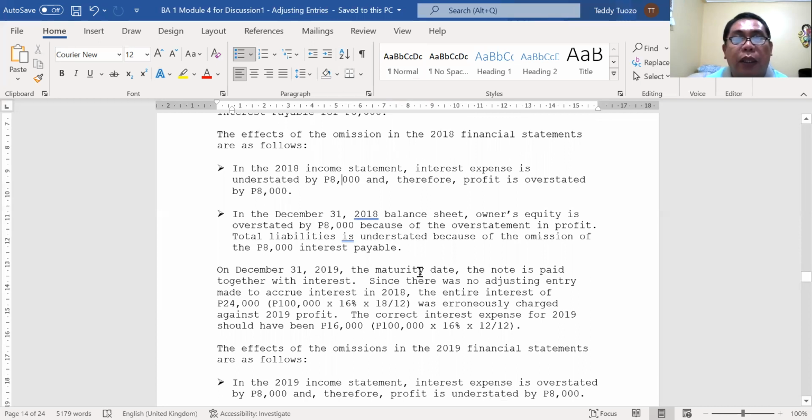In the December 31, 2018 balance sheet, owner's equity is overstated by 8,000 because of the overstatement in profit. And the liabilities are understated, because we did not recognize our payable, our interest payable.